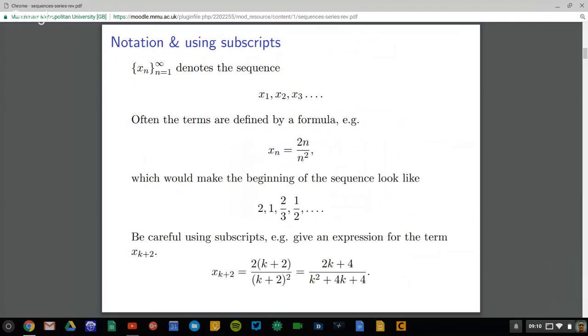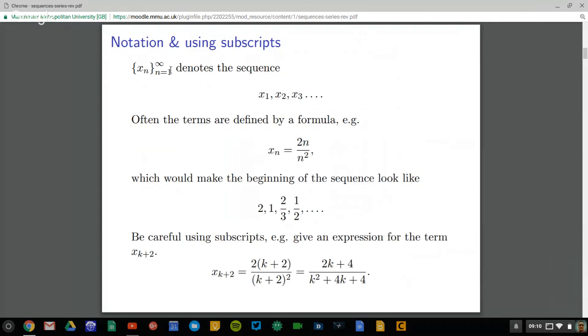So a sequence would typically go x1, x2, x3, and so on. Those would be the elements of the sequence. And this compact notation up the top, curly brackets x_n, n equals 1 to infinity, denotes the whole sequence as one contained object.